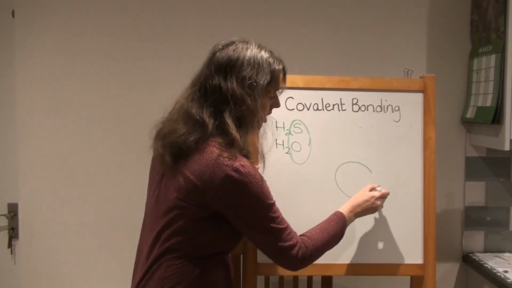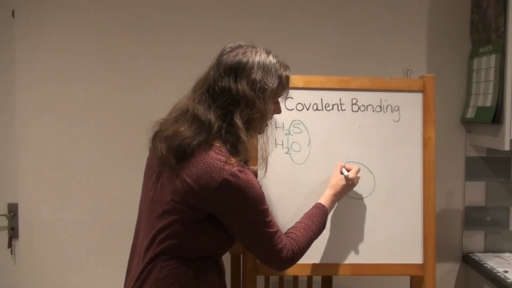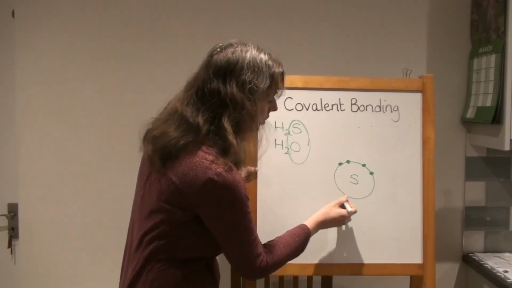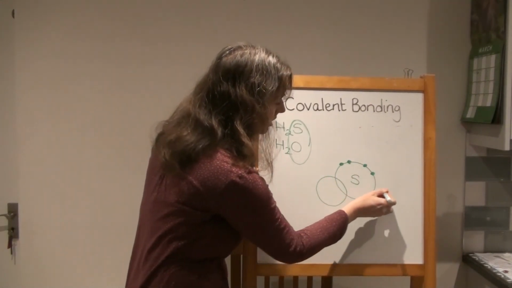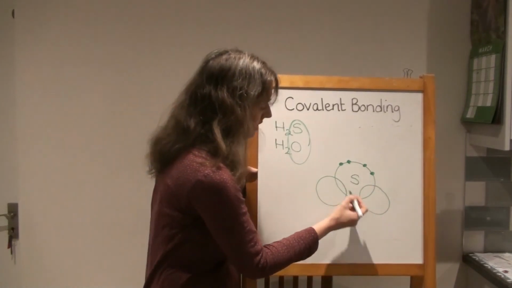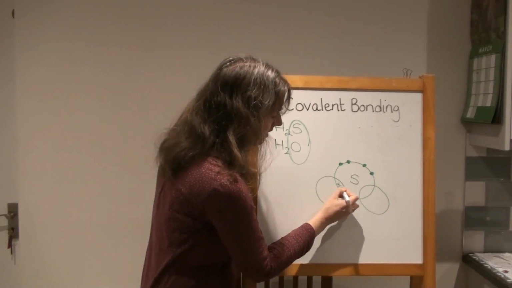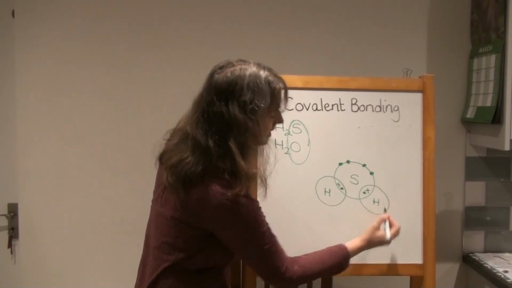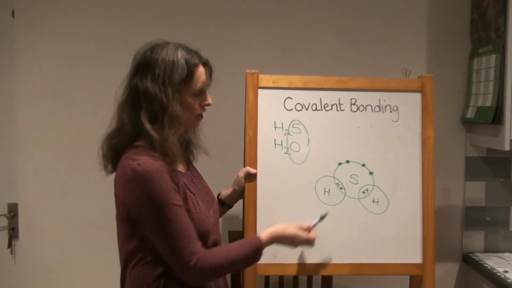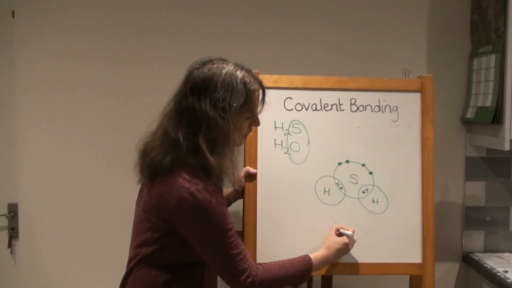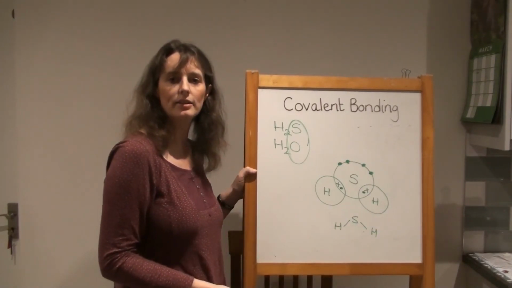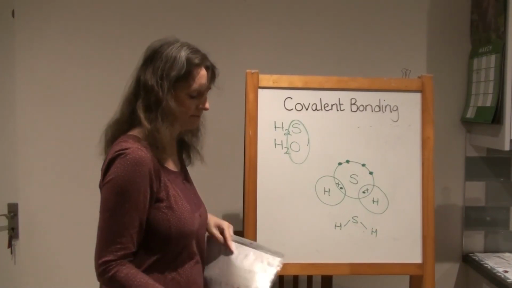So we have our S in this case, which should have, just like in water, our 4 non-bonding electrons, or 2 non-bonding pairs you might say, and then our 2 shared pairs for hydrogen, and that is H2S, hydrogen sulfide.